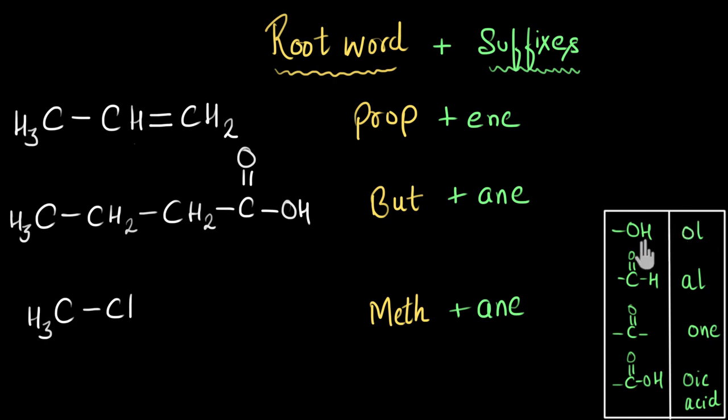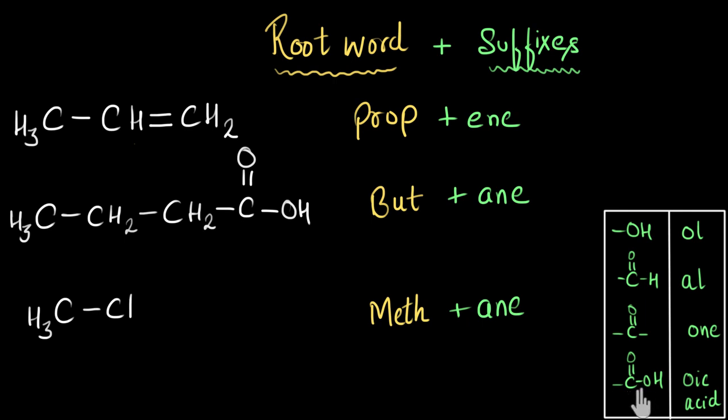For example, if there is an OH molecule present, that means an alcohol functional group is present. To show its presence, we will add the suffix "ol" to the name. If there is a C double bond OH group present, that means aldehyde functional group, then we will add the suffix "al" to the name. If there is a C double bond O functional group, or ketone functional group, in the molecule, then we add the suffix "one" to the name.